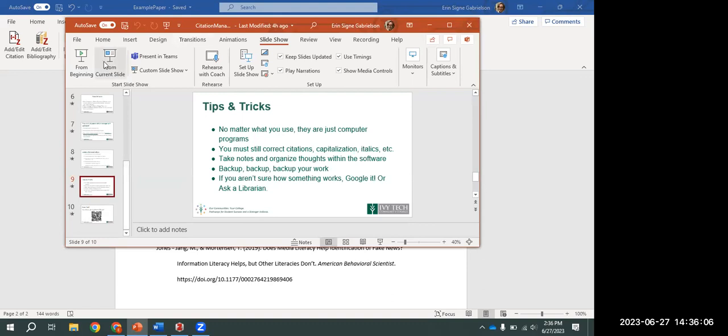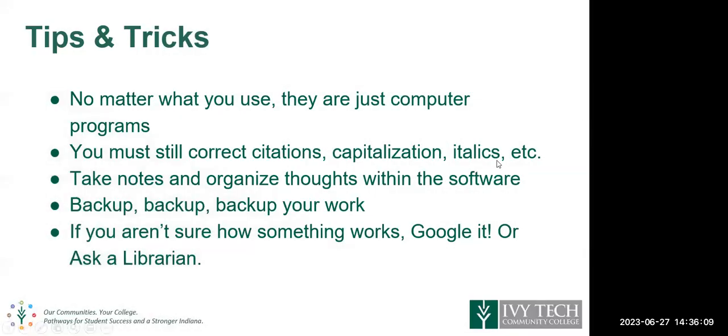Awesome, wonderful. Let me just reiterate a few things that no matter what you use, again, it's just a computer program. You still need to correct any citation issues. We've all seen it, sometimes even in our library databases where maybe the entire title was entered in all caps. You would have to go in and manually fix that. It will let you take notes and organize your thoughts right there inside Zotero, or these other types of citation management software will also let you do that.